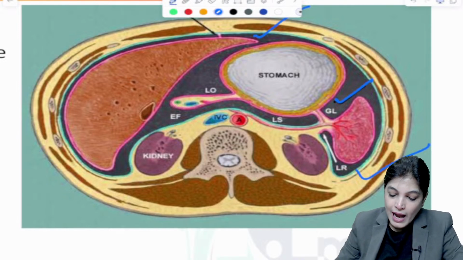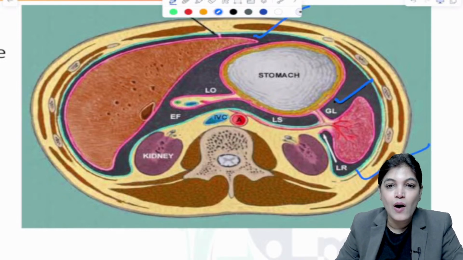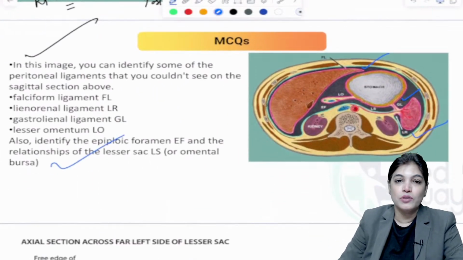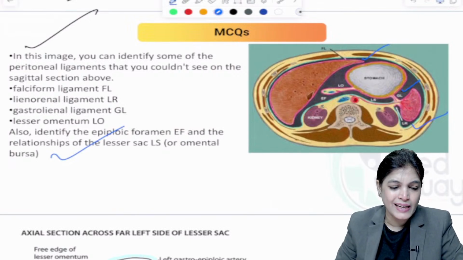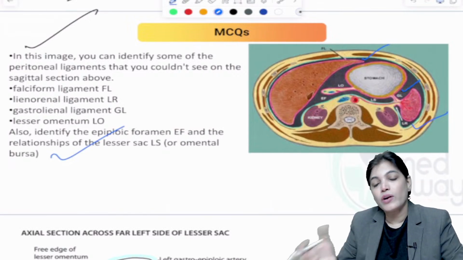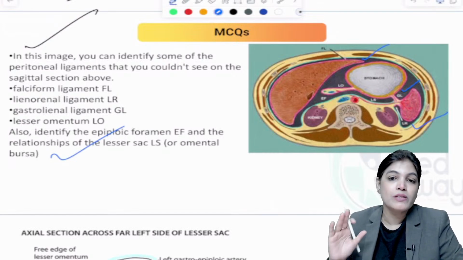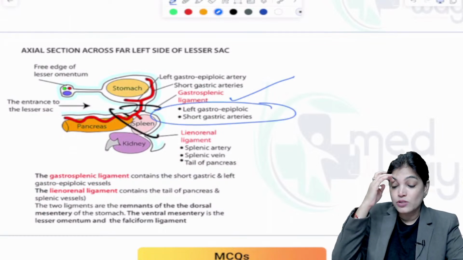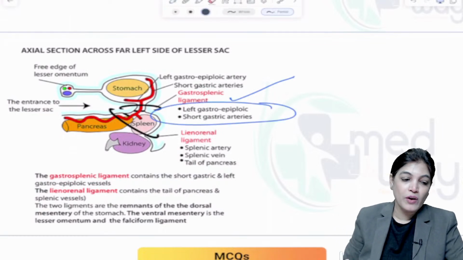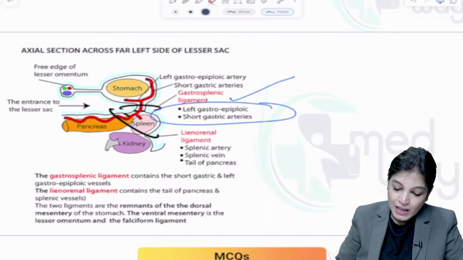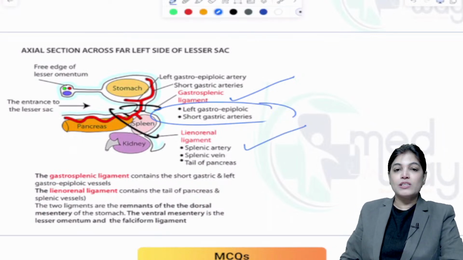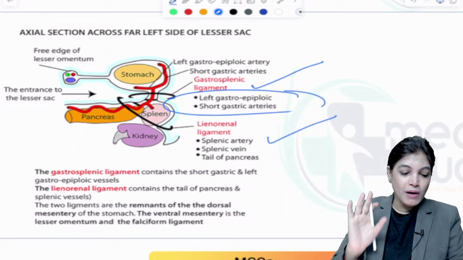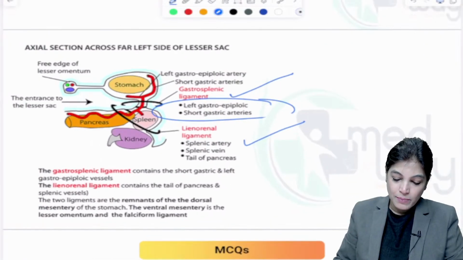You can also appreciate the inferior vena cava, aorta, the vertebrae, the lesser sac. So exactly the correct answer you can know with this transverse section, and I think lienorenal ligament was asked, or if gastrosplenic ligament was asked, you have to also know the content of it. So अगर हम gastrosplenic ligament के content की बात करते हैं तो it contains short gastric arteries and the left gastroepiploic artery. If I am talking about the lienorenal ligament, it contains splenic artery, splenic vein and tail of pancreas. Got it? So you are going to mark it right answer. Any doubt, you just go through this image and the contents.